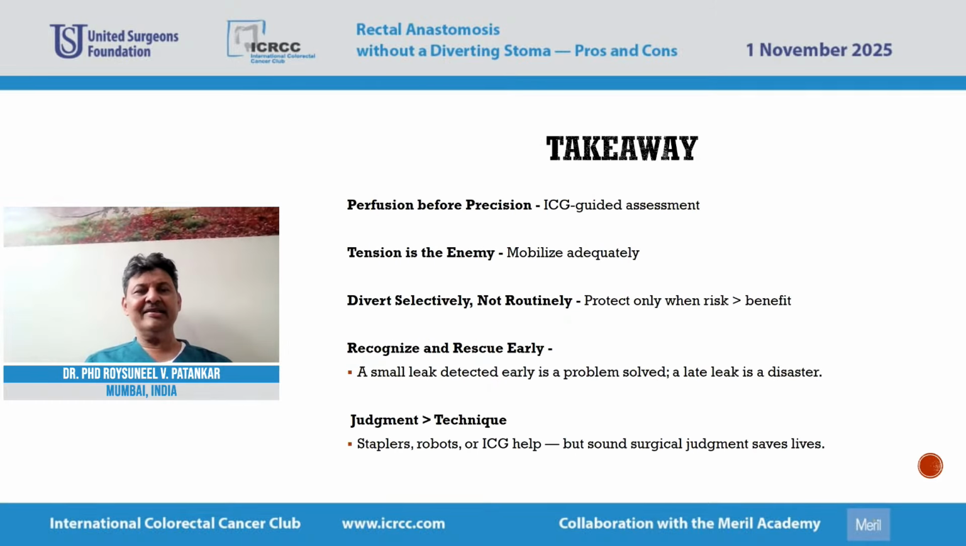The takeaway, ladies and gentlemen, is perfusion before precision. We will do ICG guided assessment. We always visualize the ureter in difficult cases. So in all inflammatory bowel masses, diverticular abscesses, colovesical fistulas, colouterine fistulas, we selectively outline the ureters.